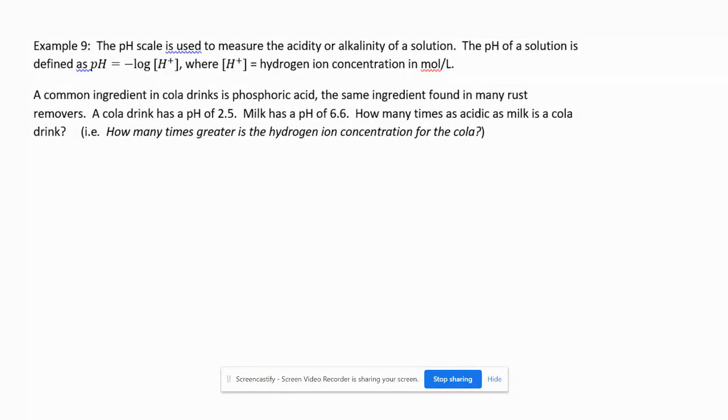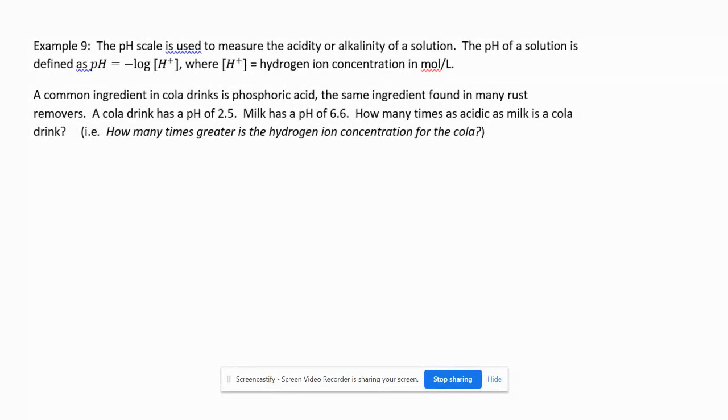You may have talked about pH before, and it's kind of confusing because you would not have learned about logs. I think you learned this in Chem 20, but now you've learned about logs, so this is how this stuff works. So pH equals negative log of H positive, where H positive is the hydrogen ion concentration in moles per liter. The question says a cola drink has a pH of 2.5 and milk has a pH of 6.6. How many times as acidic as milk is a cola? So how much more hydrogen ion is in cola compared to milk?